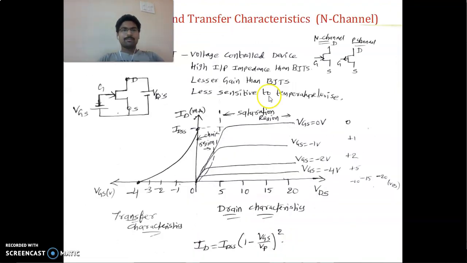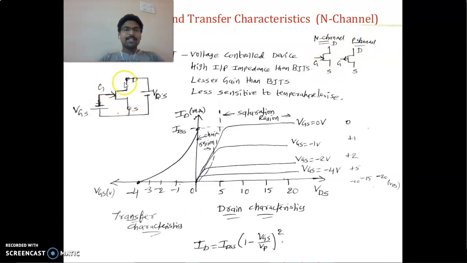Coming to the FET transistor, here we are going to plot two characteristics, the drain characteristics and the transfer characteristics. Before going to these characteristics, what is the difference between BJT and FET? BJT is a current controlled device, FET is a voltage controlled device. The input impedance of the FET is higher than the BJT's. FETs have lesser gain than BJTs. FETs are less sensitive to temperature and noise. The two types of FETs are the N-channel FET and the P-channel FET. The terminals are drain, source and gate.